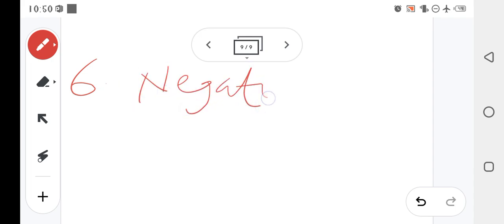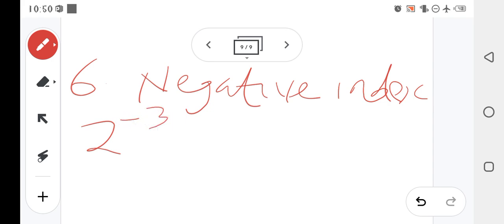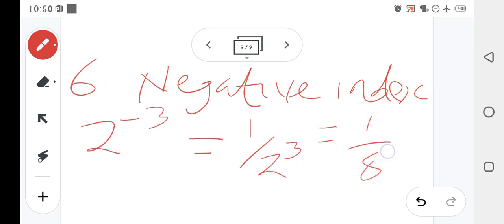So let's talk about the sixth one, negative index. Negative index. When a number is raised to a negative index, the result becomes the reciprocal raised to the same positive index, meaning that if you have 2 raised to the power of minus 3, the result becomes 1 over 2 raised to the power of 3, which becomes 1 over 8. That is what negative index is all about.